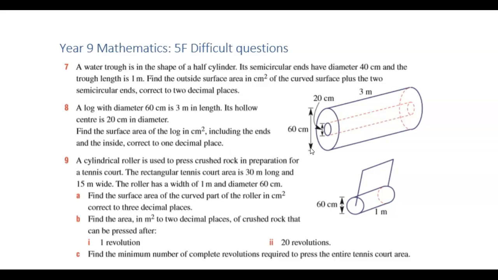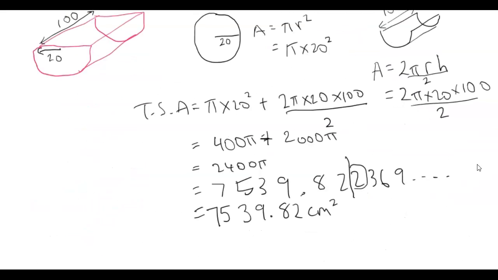Find the surface area of the log in centimeters squared, including the ends and the inside, correct to 1 decimal place. Okay, so we've got this whole outside area. We've got the 2 ends that kind of look like donuts, and then we've got the area inside. So just pretend if we were to dip that in paint, we're talking about every area that is going to be covered in paint.